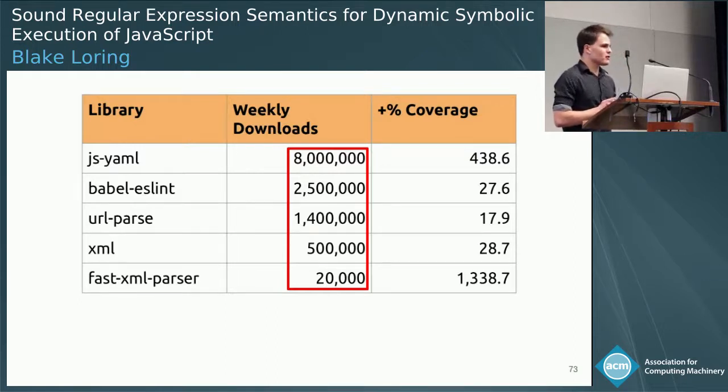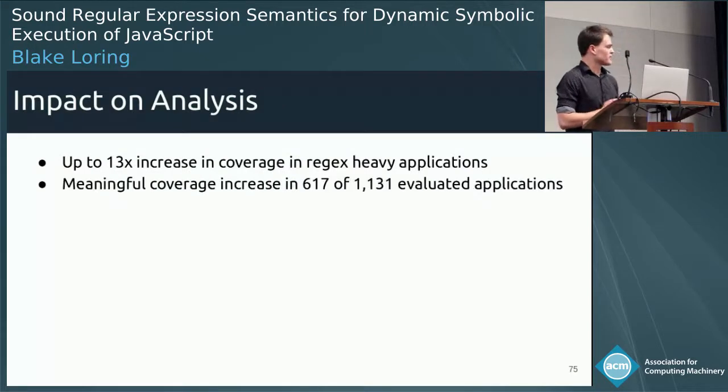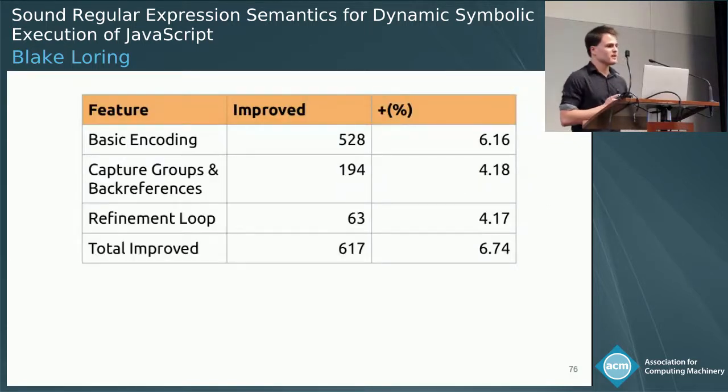Note here that these are not insignificant libraries. The ones on screen have between 8 million and 20,000 weekly downloads. So it's pretty important that we can analyze them properly. We also did a larger evaluation of 1,131 applications where we knew we could find at least one regular expression with an automated harness, and we saw coverage increases in over half of them.